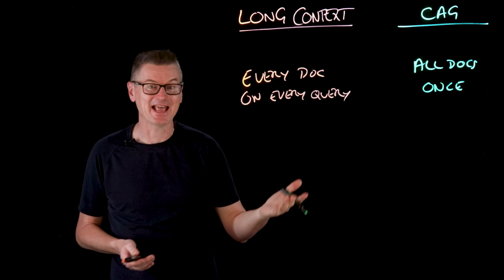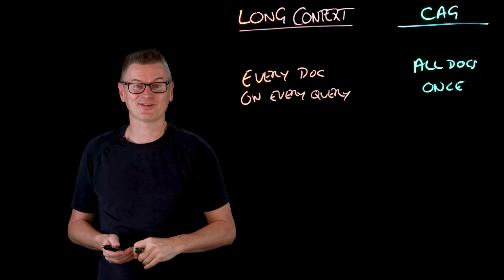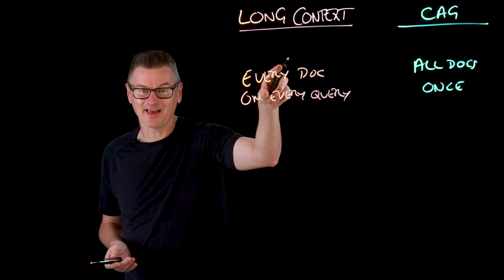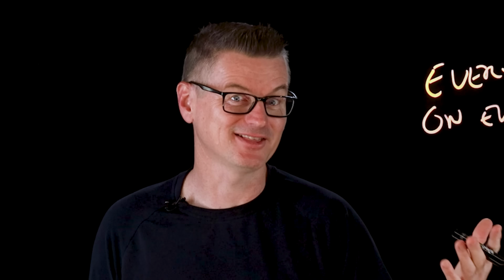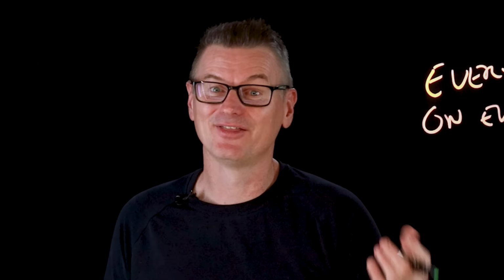It saves that KV cache, and then each subsequent query just loads the cache and answers the question. Now, the first query is just as expensive as long context, but the second query, the 10th query, the 100th query, that's where CAG starts paying off.